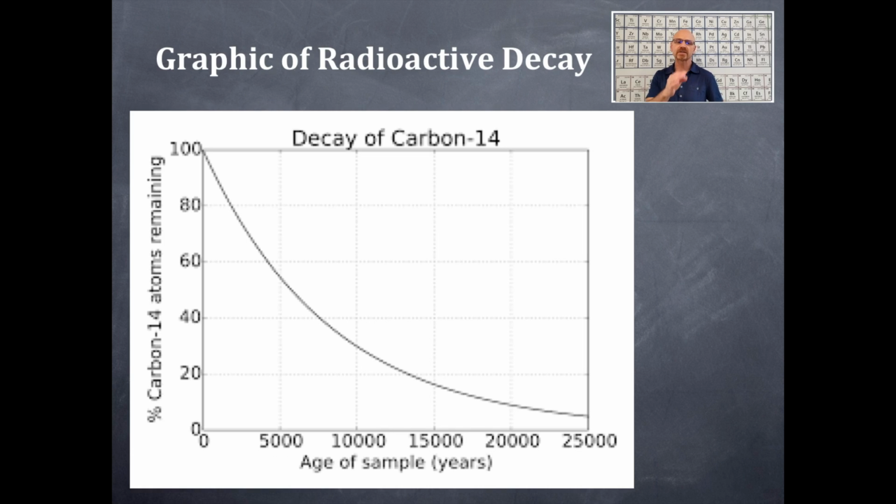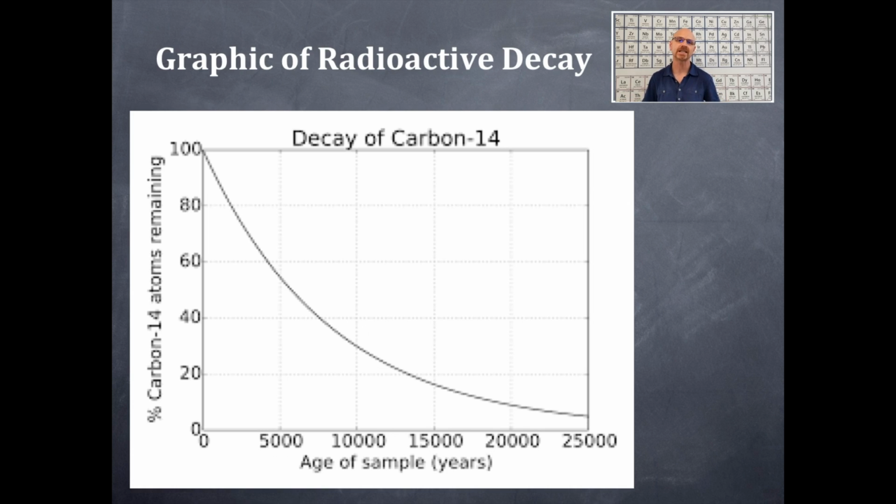Notice that on this graphic, on the x-axis, I have age of sample in years, and I have 0, 5,000, 10,000, 15,000, 20,000, 25,000. On the y-axis, the vertical axis, I have the percent of carbon-14 yet remaining.